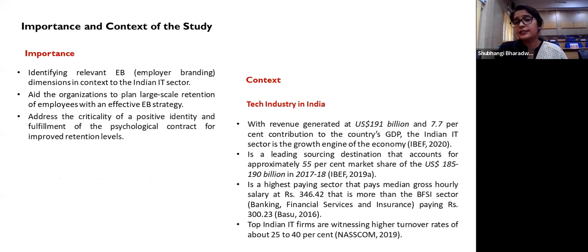The study has been conducted on the tech industry in India, which contributes around 7.7% to the country's GDP, has 55% of the market share, and pays more than the BFSI sector, that is the banking, financial services, and insurance sector. Also, it is witnessing high turnover rates of between 25 to 40%, according to a NASSCOM report of 2019.